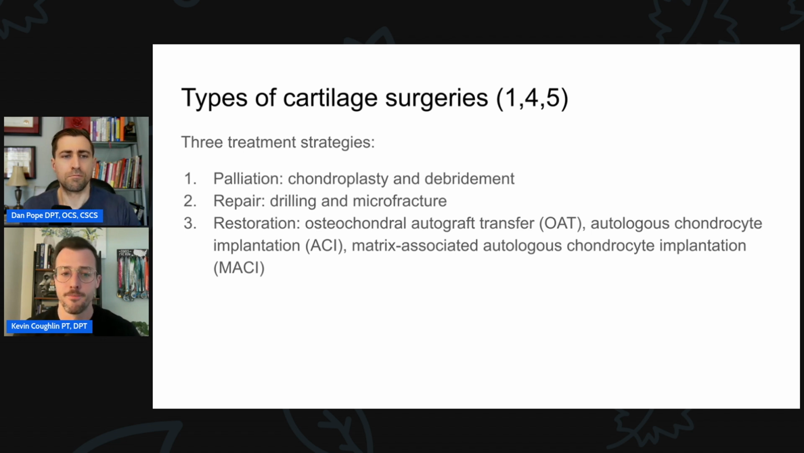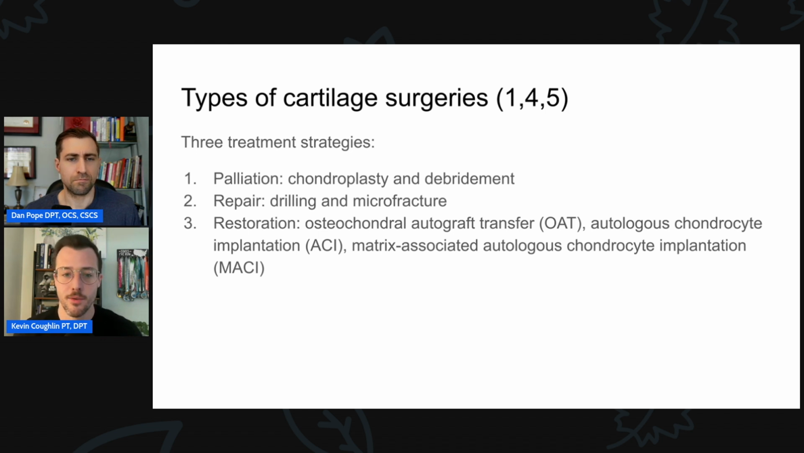For repairs, they go in and they can do some drilling or perform a microfracture. Microfractures are very common. I think this is one that we see a lot, and they do it in conjunction with other surgeries sometimes. And there's a certain population that it's best for, so we'll talk about that.